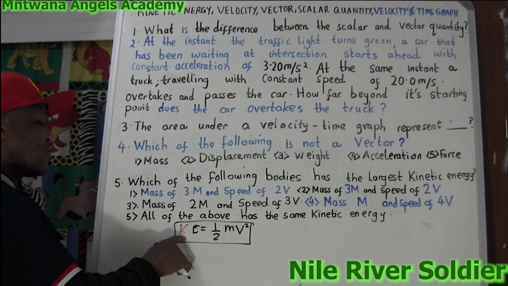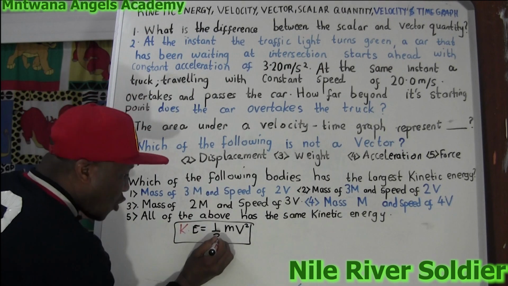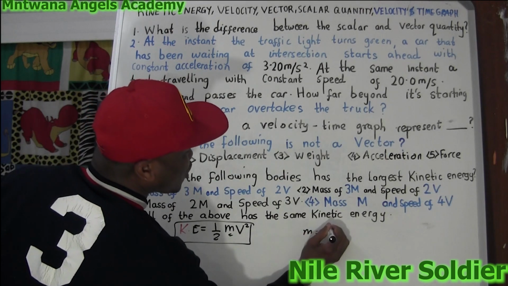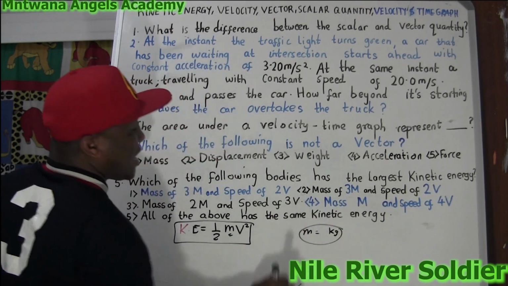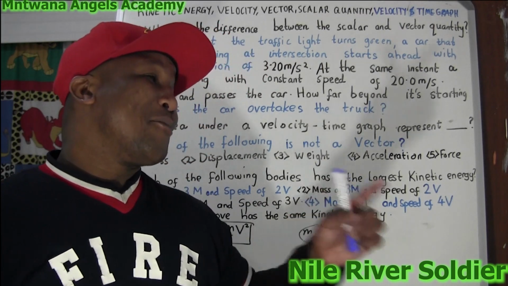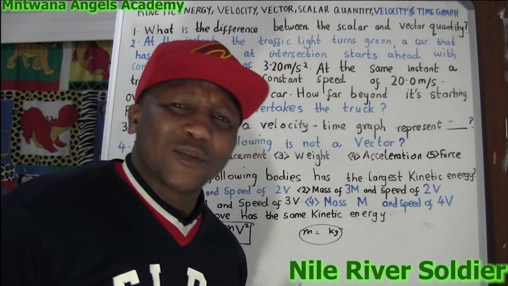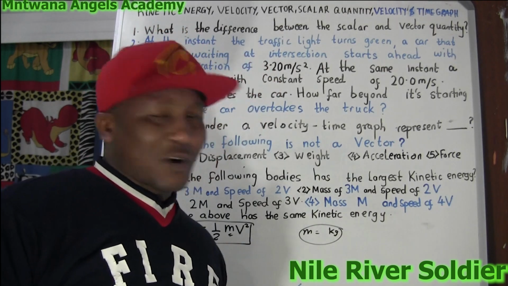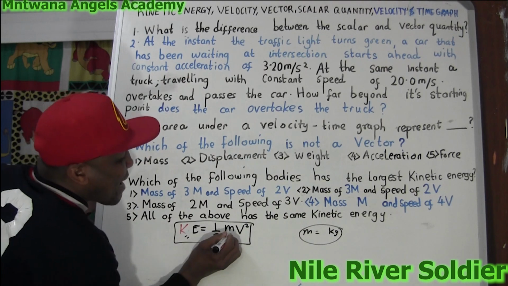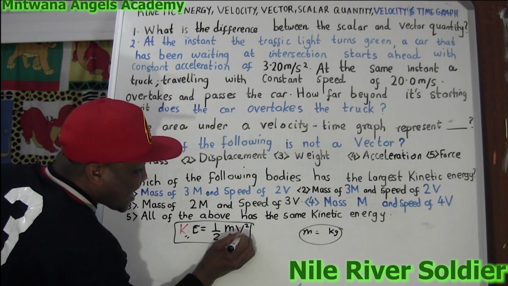So if I want to get the kinetic energy of any object, that object must have a mass. How do we measure mass? The unit of mass is always the kilogram. Like when you go and buy rice, they say half a kilogram, that's a mass, 2 kilograms, that's a mass. So for you to get kinetic energy, you must have a mass, and then you must have a certain velocity.